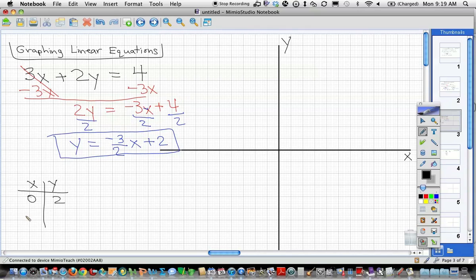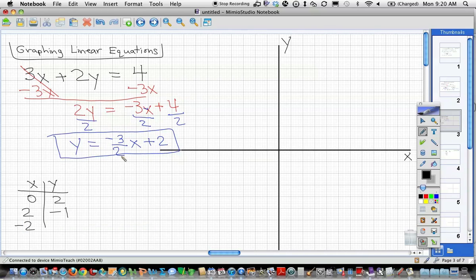Okay, pick something else that I could put in here. I could put in 2. Now, some of you said 1. If you remember, we talked about being smart about what to plug in here. Since you have a fraction here with the 2 on the bottom, your best numbers to pick for X would be numbers that 2 goes into, like 2 and 4 and 6 and 8 and stuff like that. So I'm going to do 2. So on your calculator, let's do it. What's -3 halves times 2 plus 2? You get -1.